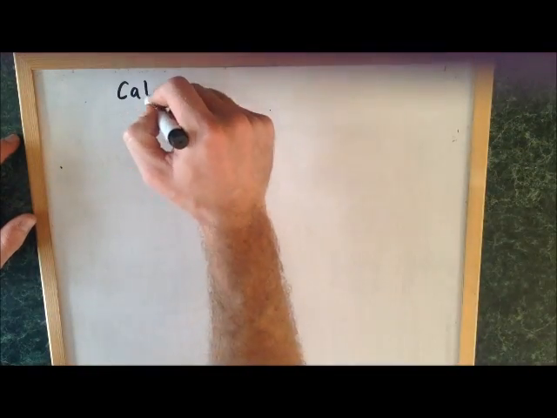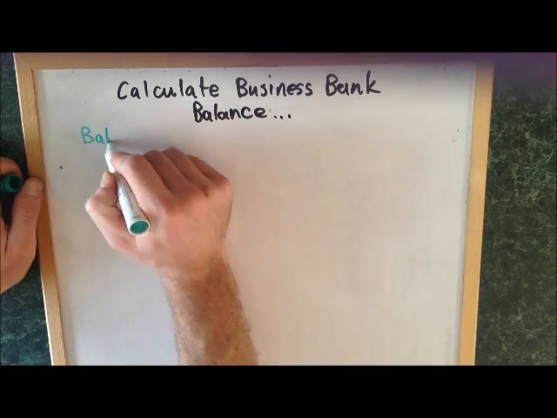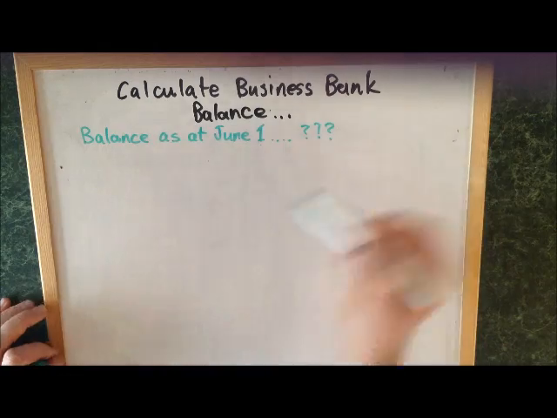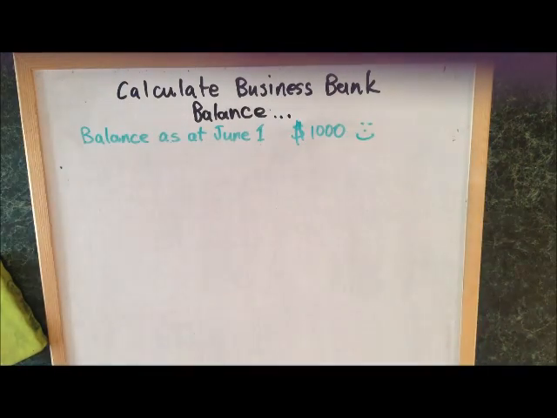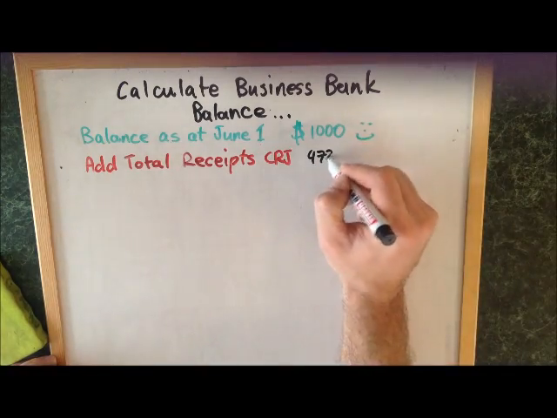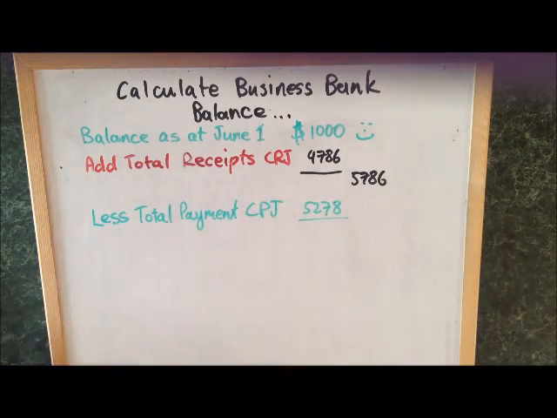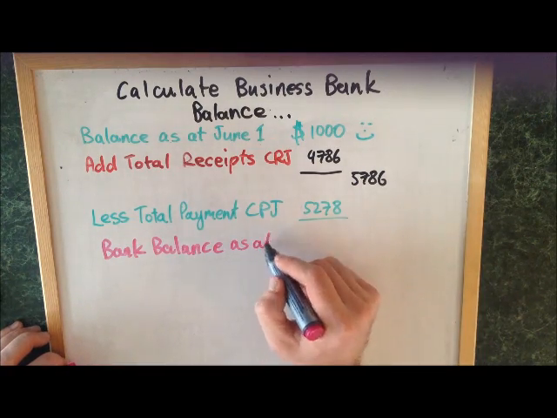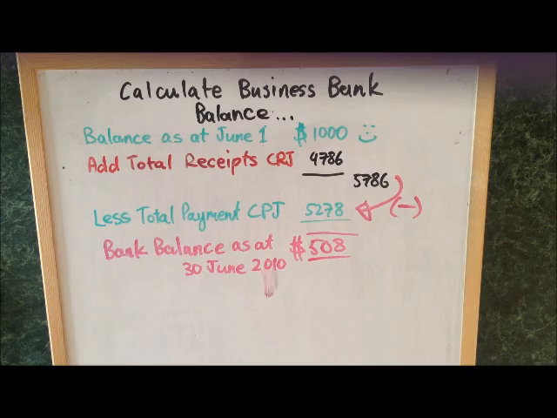So what we're going to do first is we're just going to calculate our bank balance as per the business records. And this is a really good way of testing or making sure that we've got all the transactions that we need to account for. Now, if we see there, the bank balance as at the 1st of June can be taken from the bank statement. So all we do is we add our total receipts from the cash receipts journal, which was $4,786. We less the total payments from our cash payments journal, which was $5,278. And that should give us the bank balance as at the 30th of June. Now, just remember that it was $508.